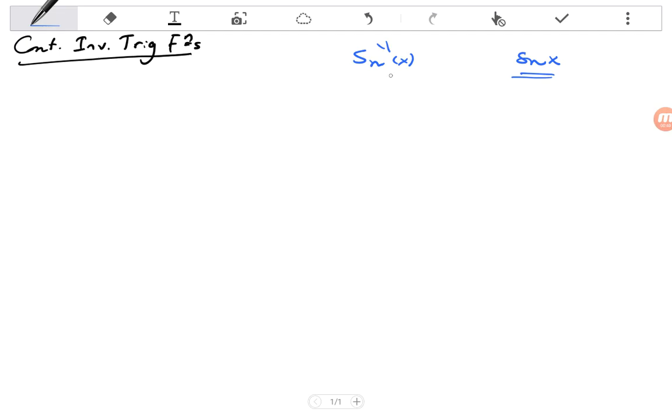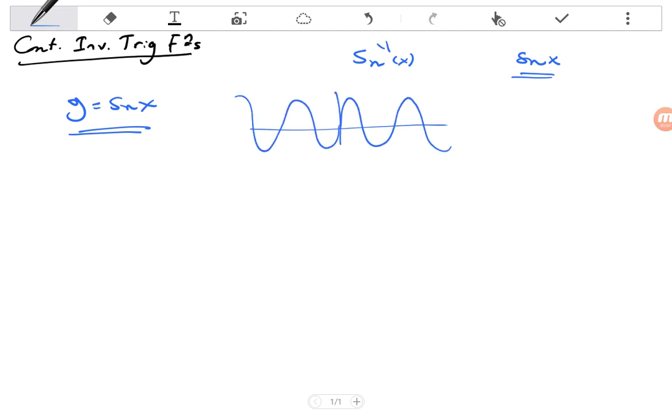So what is the inverse? If I say to you this function y equals sine x, does it have an inverse? No. Why? It doesn't have an inverse because it is not one-to-one, and we learned that for a function to have an inverse, it must be one-to-one. So that's why we restrict the domain of sine x so that it becomes a one-to-one function.